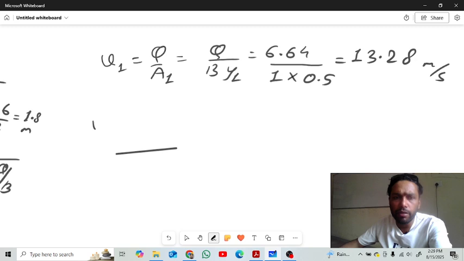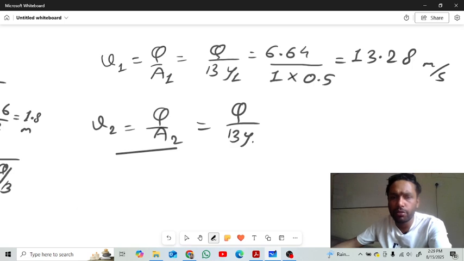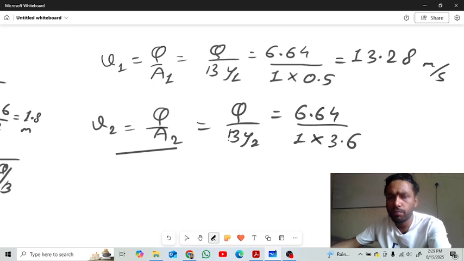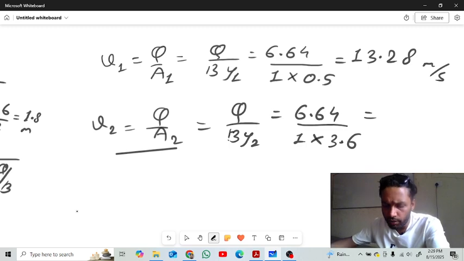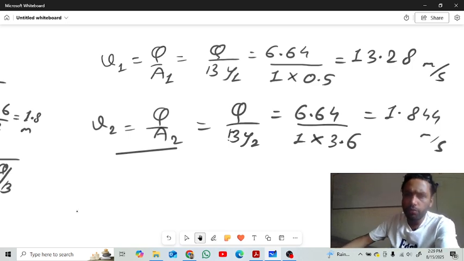Just like that, you can calculate V2 also. V2 is equal to Q divided by A2. A2 means B into Y2. Q is 6.64 divided by B, which is 1, into Y2, which is 3.6 meter. So that is going to be 6.64 divided by 3.6, which is 1.844 meter per second. This is going to be V2.